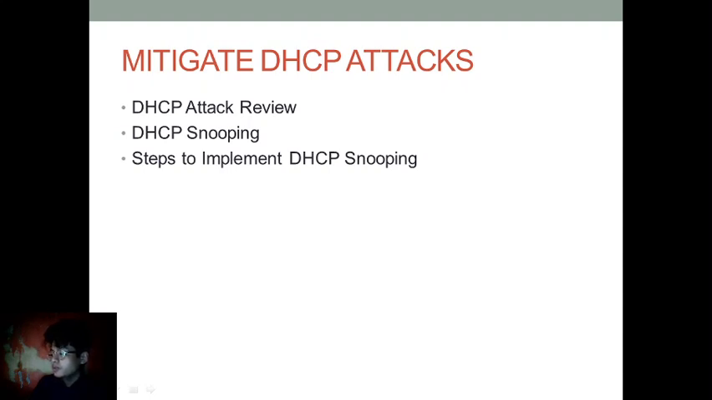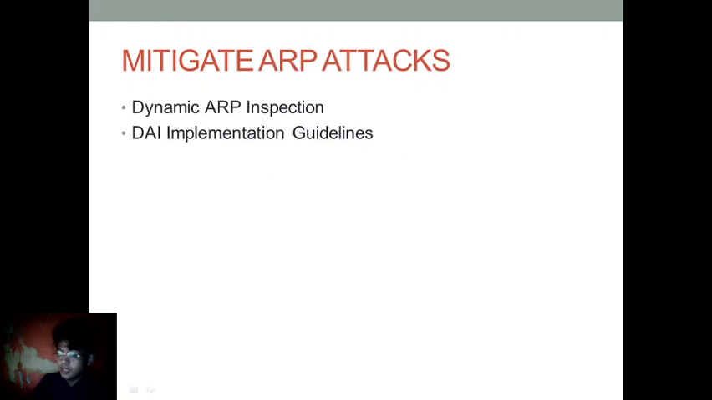Then limit the number of DHCP discovery messages that can be received per second on untrusted ports by using the ip dhcp snooping limit rate interface configuration command. Then lastly, enable DHCP snooping on a range of VLANs by using the ip dhcp snooping vlan global configuration command. Then let's go to the next, which is mitigate ARP attacks.